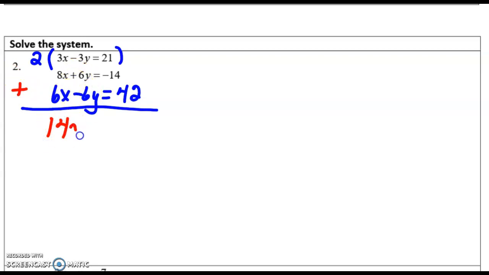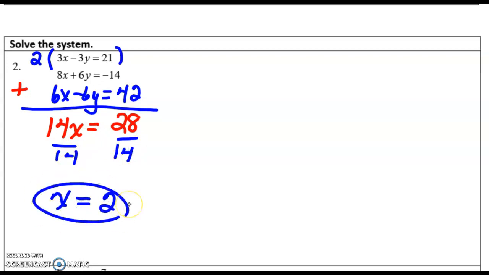So I get 14x equals, I think this is 28. And then I can easily solve this equation in one step. I just divide both sides by 14. And I have x is equal to 2. Same as we always did.